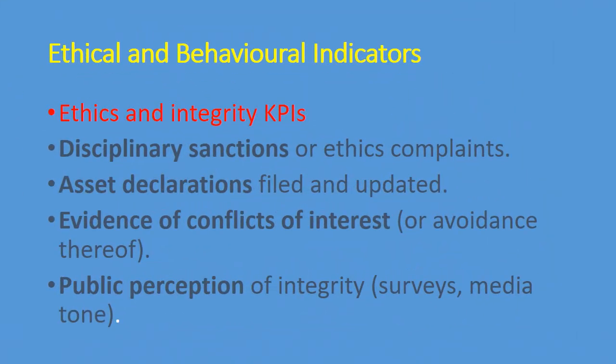Then you also look at ethical and behavioral indicators in terms of ethics and integrity, key performance indicators. These include disciplinary sanctions or ethics complaints, asset declarations filed and updated, evidence of conflicts of interest or avoidance thereof. Then you also have public perception of integrity in terms of the surveys or the media tone.